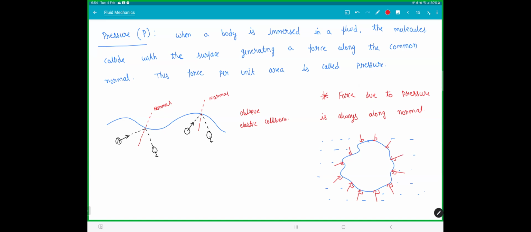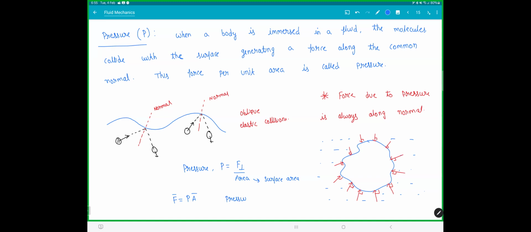The force is always perpendicular. So we define pressure as F perpendicular by surface area. Now pressure is a scalar quantity. Area is a vector quantity. So the direction is given by the area vector.